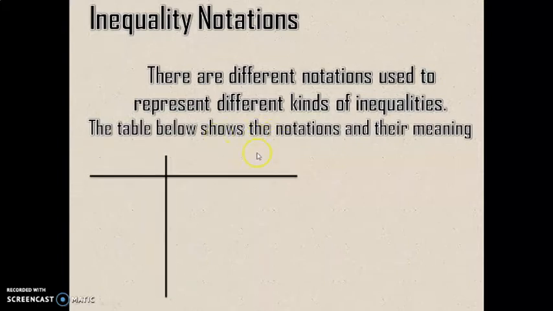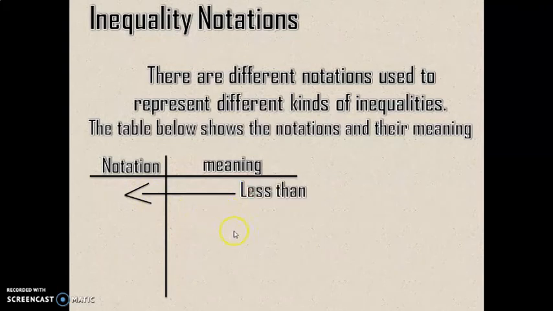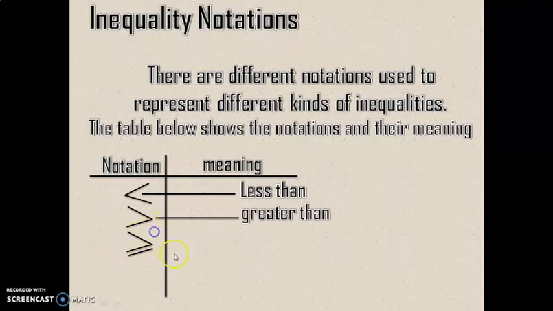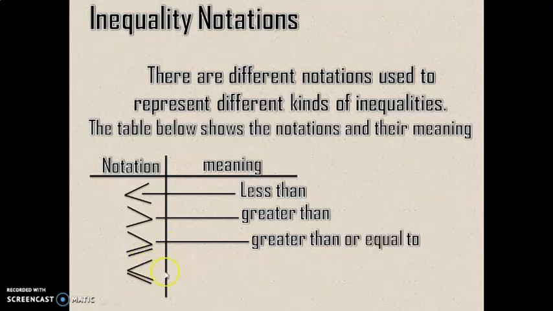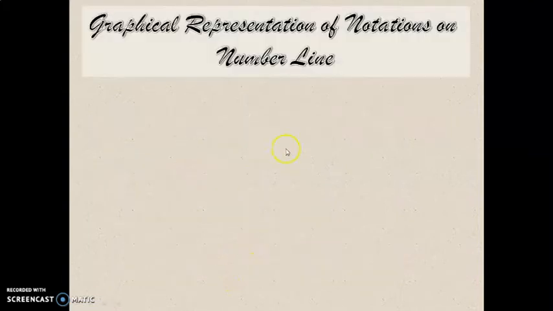Like I said, the table below shows the notations and their meaning. The first, let's put the notation here and let's have the meaning. The first one is this, and the meaning of this sign is less than. The next one is this, and the meaning of this is greater than. Then the next one is this, and the meaning of this is greater than or equal to. Okay? Greater than or equal to. And the last but not the least is this last one, which is less than or equal to. So these are the notations.